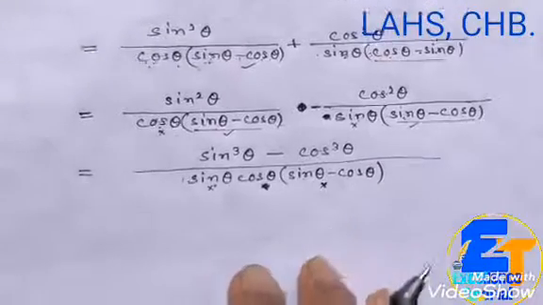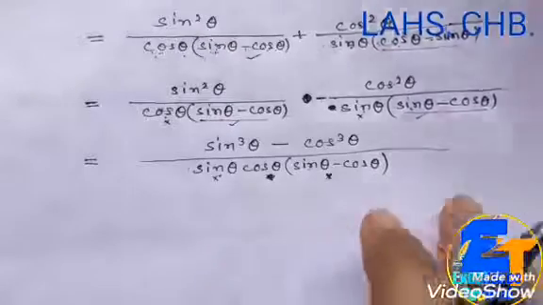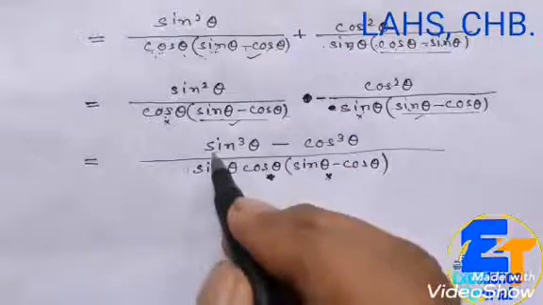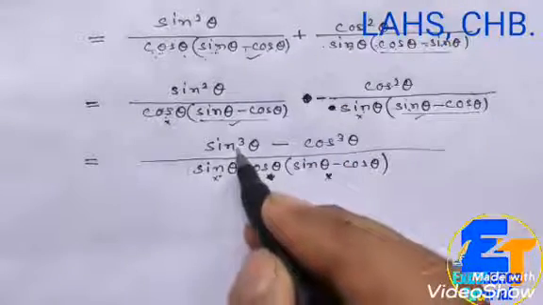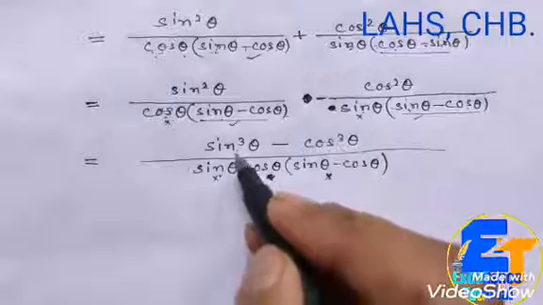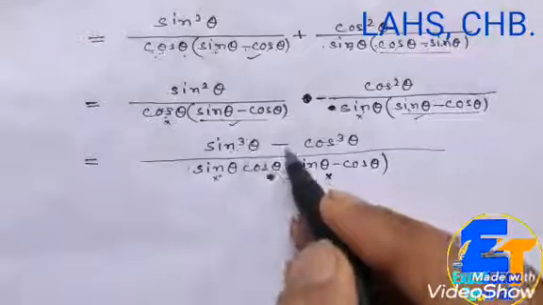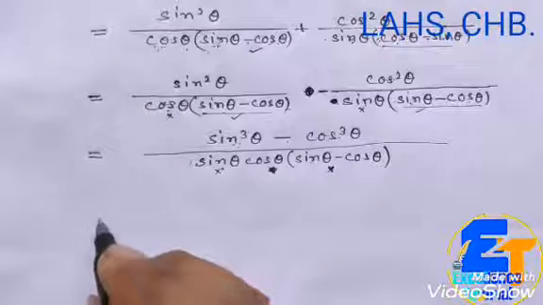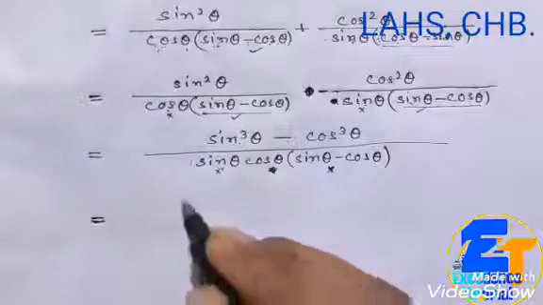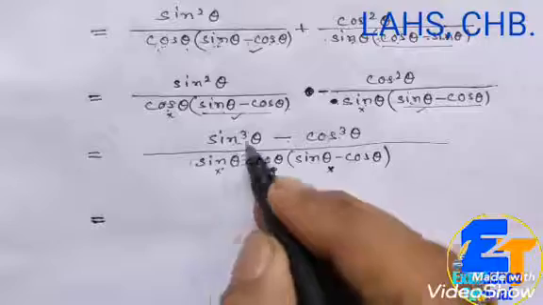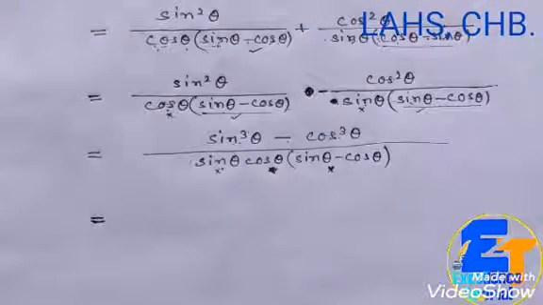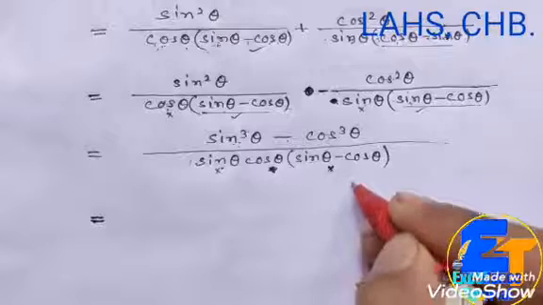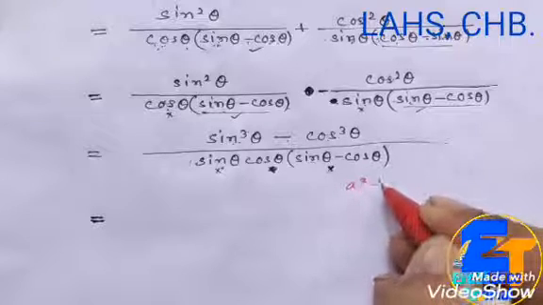Now see, in the next step we are going to apply the algebraic identity. That is, see, at the numerator place we have sin cube theta minus cos cube theta, that means it exists in this form: a cube minus b cube. So as you know, what is the algebraic identity for a cube minus b cube? Let me write here for your convenience: a cube minus b cube.